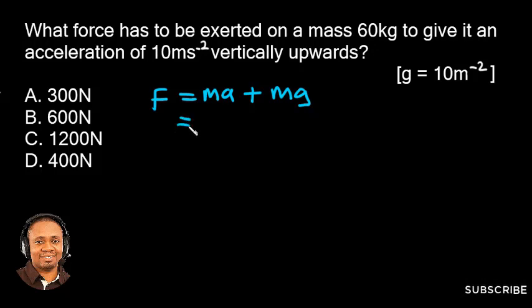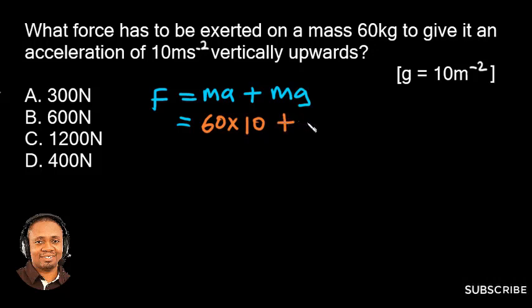So now we substitute the different values. For the mass, we were given 60 kg, so we have 60 times the acceleration as given in the question, which is 10 meters per second squared.